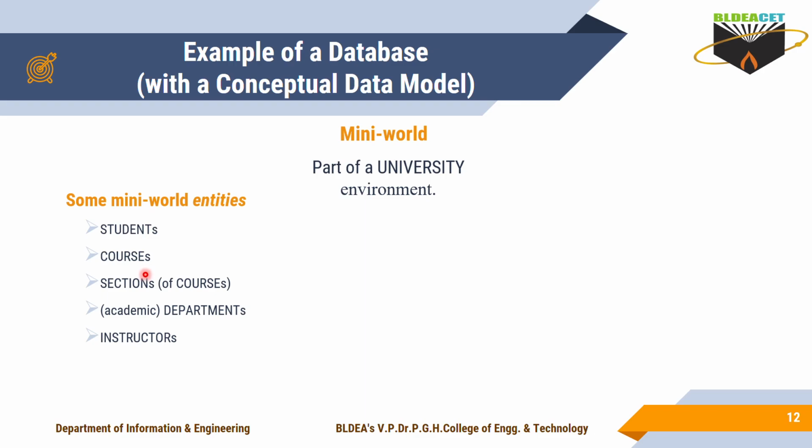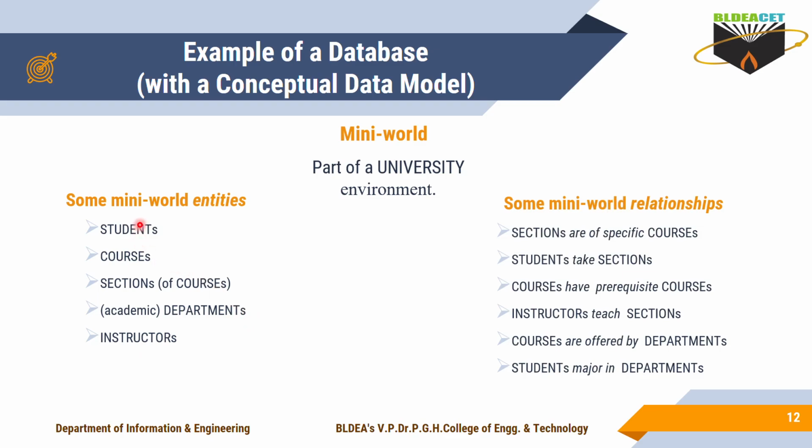So students, courses, sections of courses. Under the courses you have different sections. Next is department and instructors. These are some of the entities. Next are some relationships between these entities. Sections are of specific courses. Students take sections. Courses have prerequisite courses. Instructors teach sections. Courses are offered by departments. Students major in a department. I'll explain with one example here.